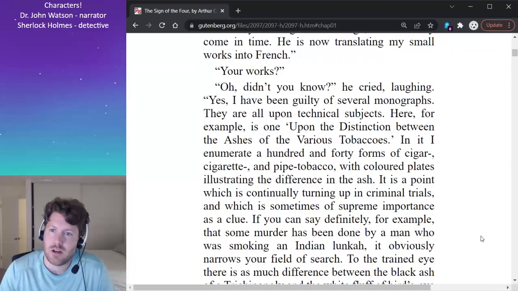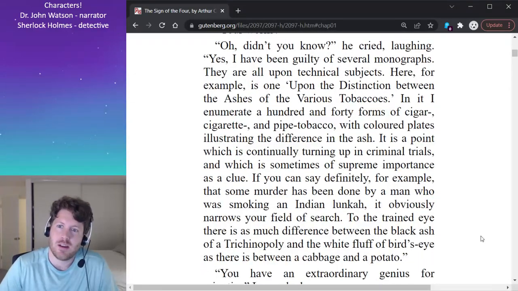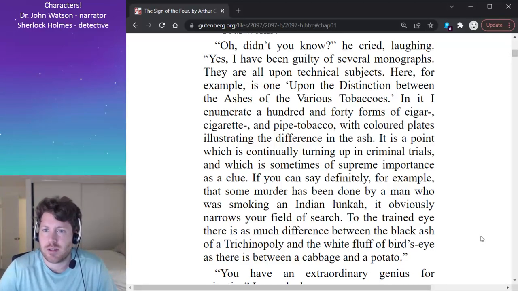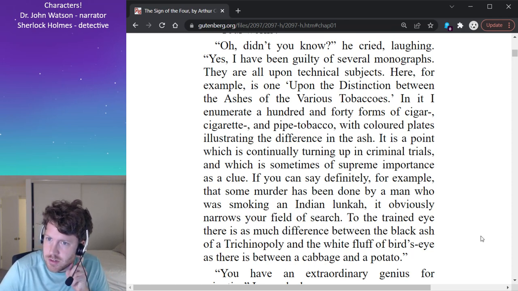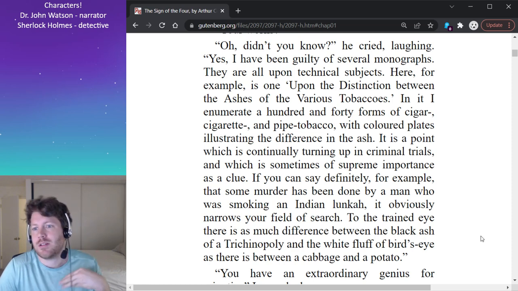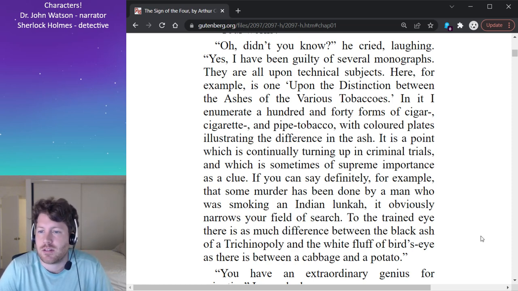Your works? Oh, didn't you know? he cried, laughing. Yes, I have been guilty of several monographs. They are all upon technical subjects. Here, for example, is one upon the distinction between the ashes of various tobaccos. In it I enumerate 140 forms of cigar, cigarette, and pipe tobacco, with colored plates illustrating the difference in the ash. It is a point which is continually turning up in criminal trials, and which is sometimes of supreme importance as a clue.